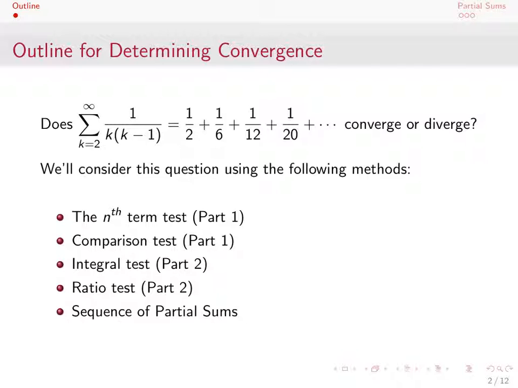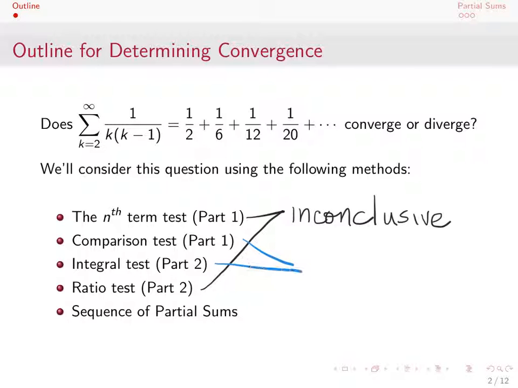And what we discovered in the first part, when we did the nth term test, and in part 2, when we did the ratio test, was that these two tests were inconclusive for determining convergence of the series. Whereas when we used the comparison test and the integral test, we were able to determine that the series converges. Now, there was one advantage in using the integral test over the comparison test, and that was that the integral test allowed us to come up with bounds for the size of the series.